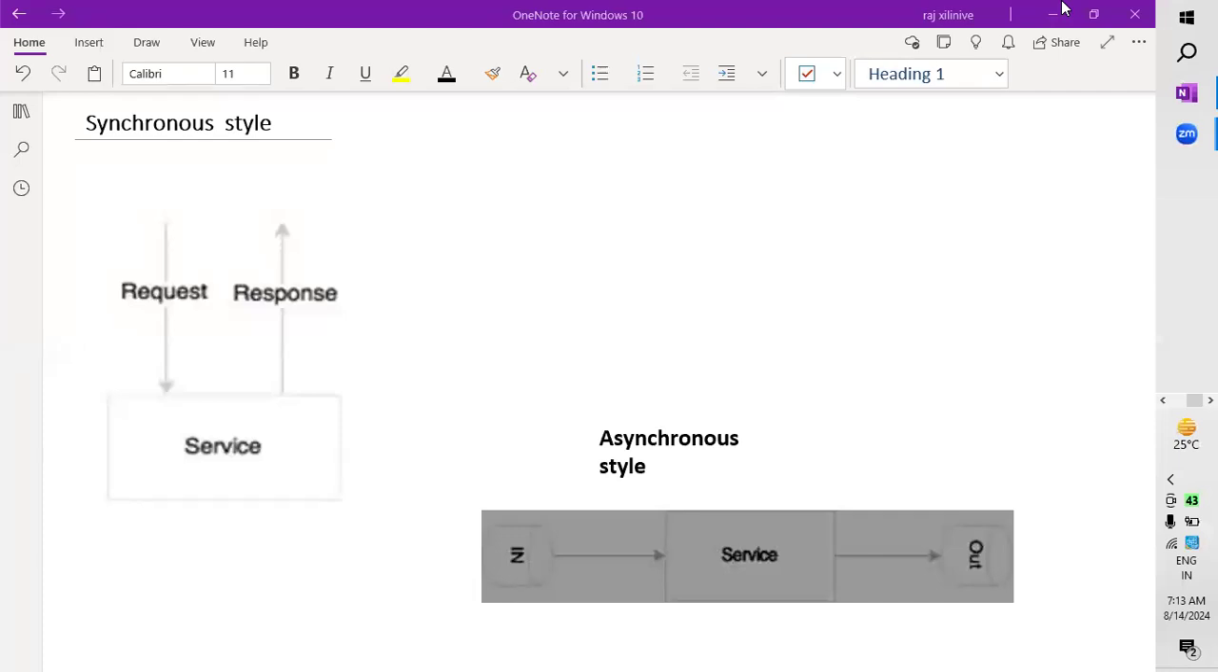So these are the two different things. These are the two major communication styles in microservices that we use while developing microservices for any application, as far as the architecture is concerned. If you have any questions, please go ahead.